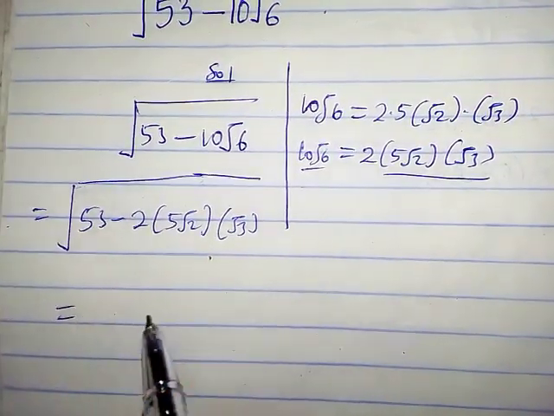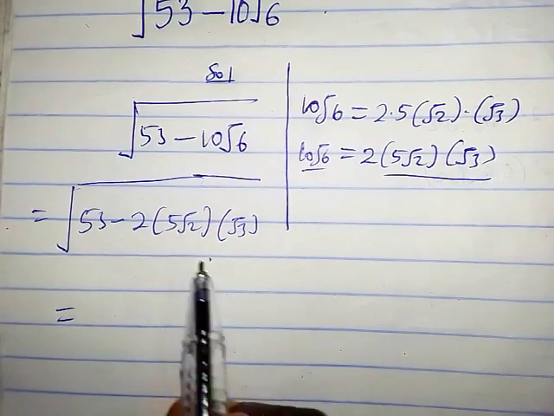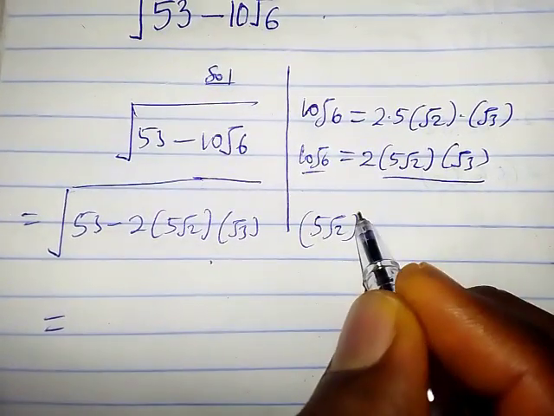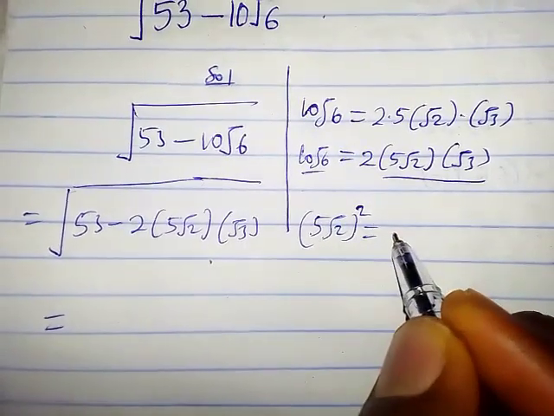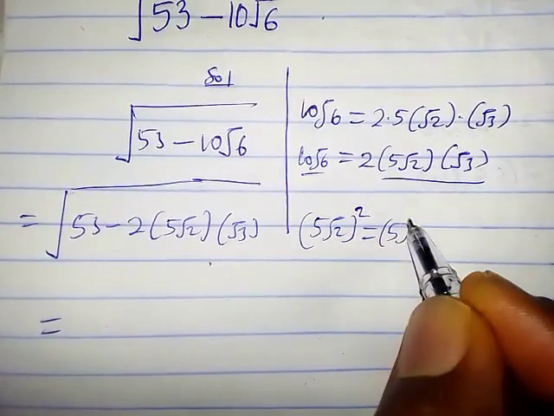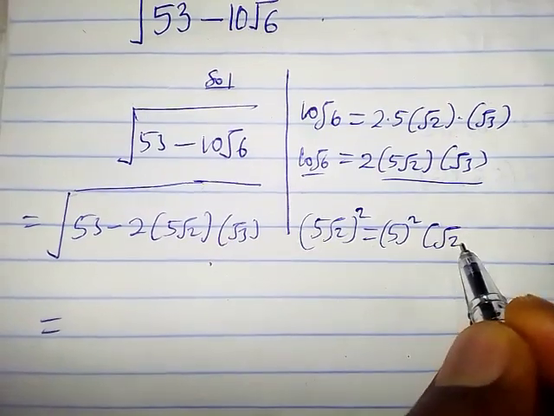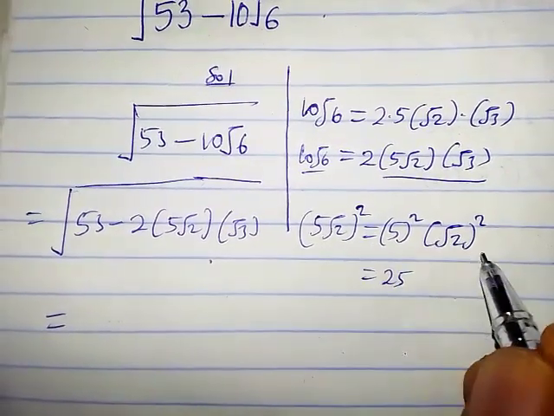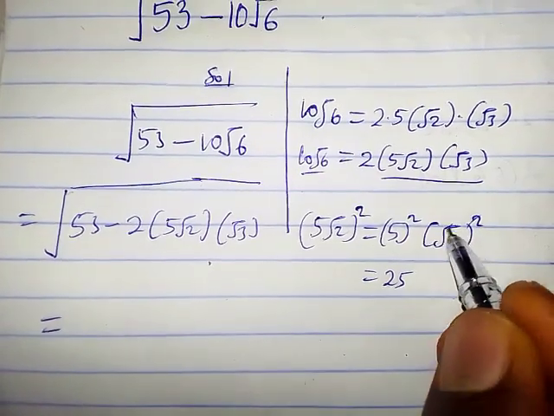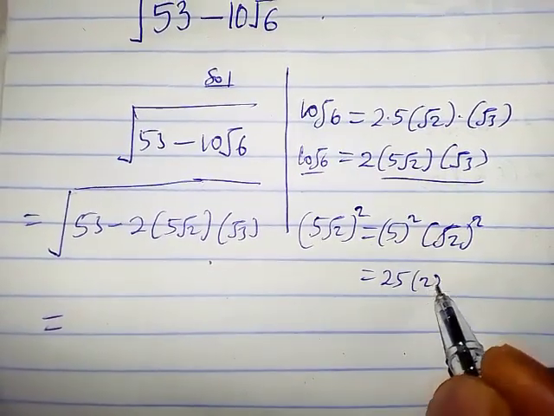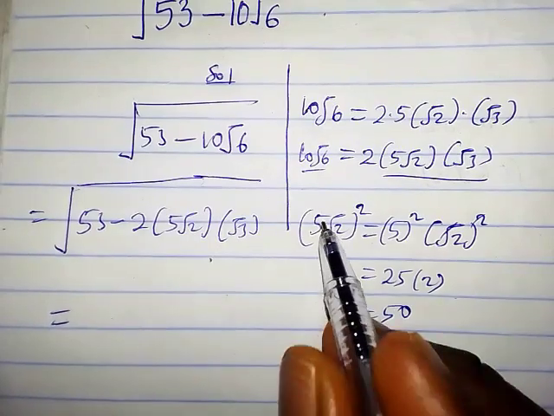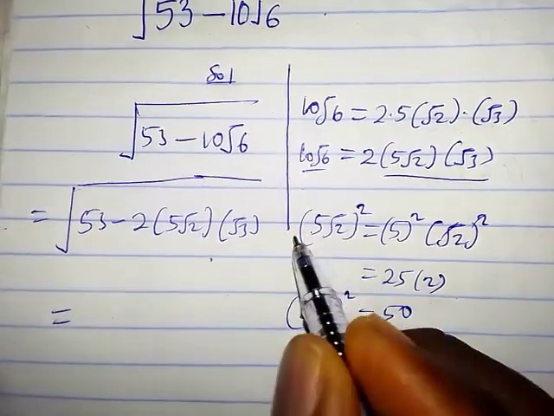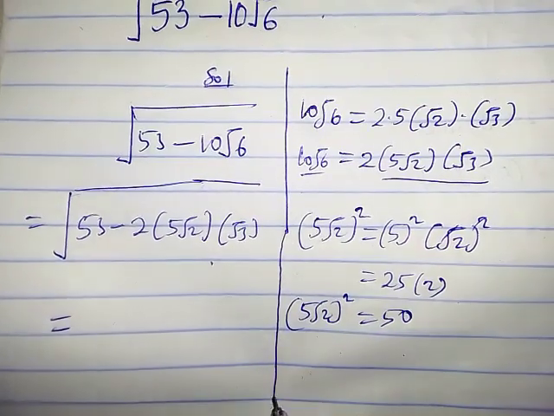Now let us consider 5 root 2. We're going to square it. This can be written as 5 squared times square root of 2 squared. So this equals 5 squared, that is 25, times square root of 2 all squared, so the square cancels the square root and we have 2. So this equals 50. So 5 times root 2 all squared is equal to 50. Let's just isolate this.